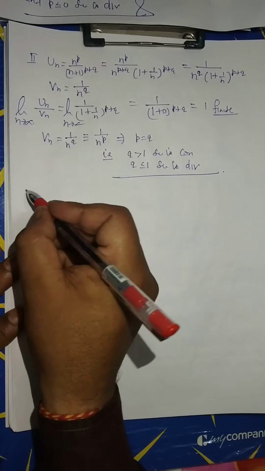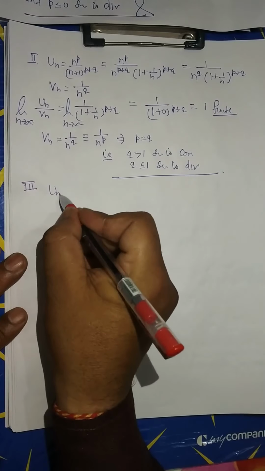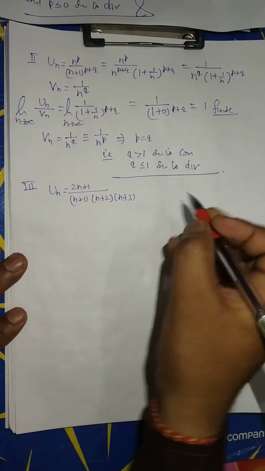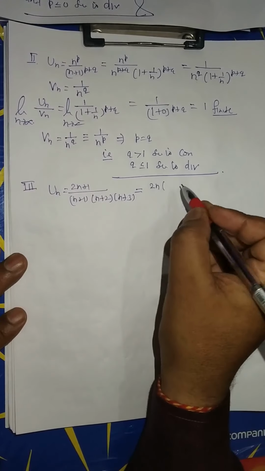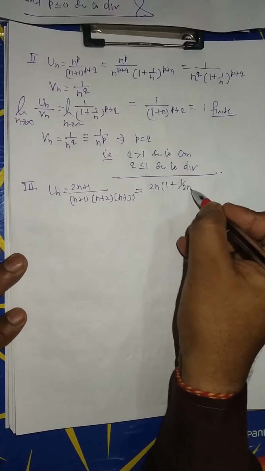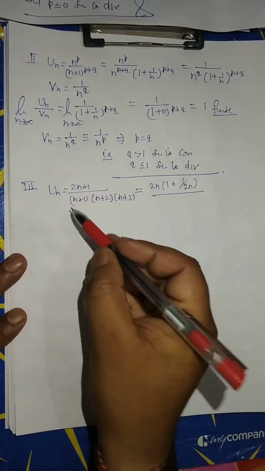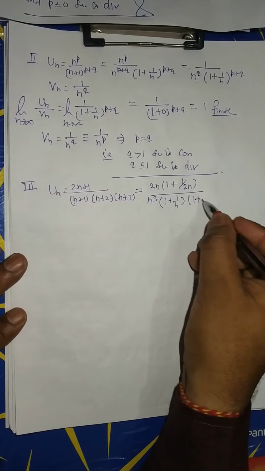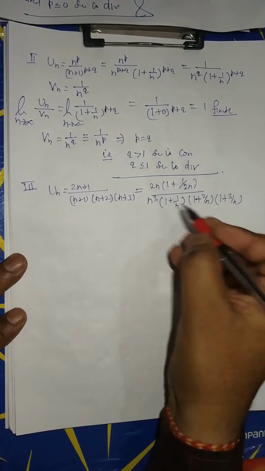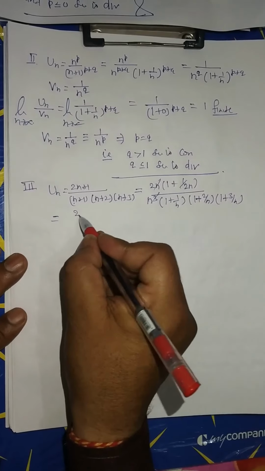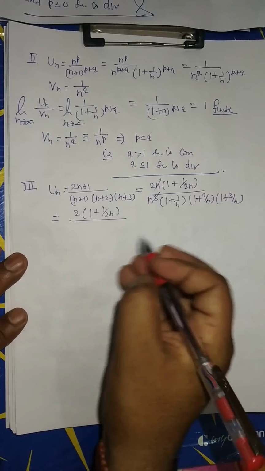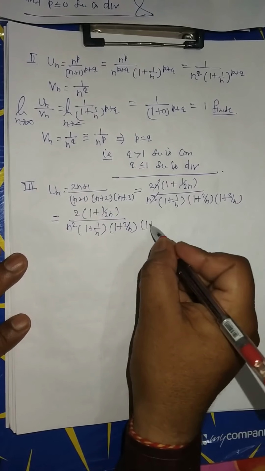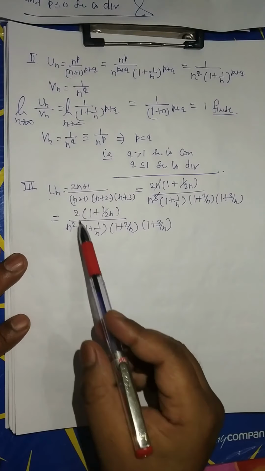Now third part, given un equals (2n plus 1) upon (n plus 1)(n plus 2)(n plus 3). Now take 2n common in the numerator, we get 2n times 1 plus 1 upon 2n. Now taking n cube common in the denominator, n cubed times (1 plus 1 upon n)(1 plus 2 upon n)(1 plus 3 upon n), n cancels by n cube. This is equal to 2 times (1 plus 1 upon 2n) upon n square (1 plus 1 upon n)(1 plus 2 upon n)(1 plus 3 upon n). This is the confirmed value of un.